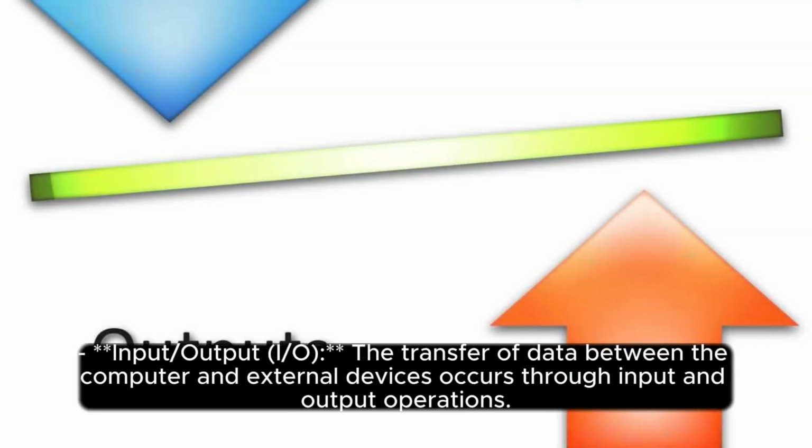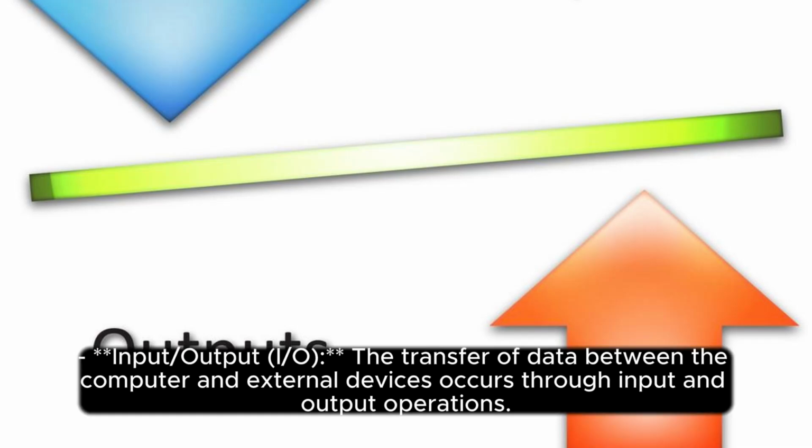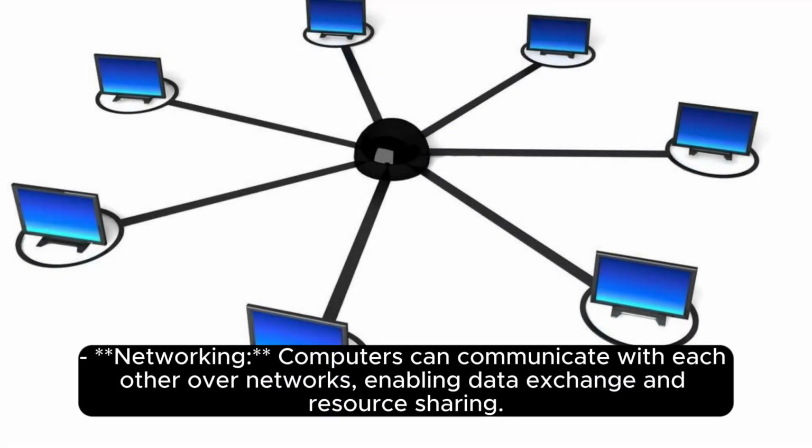4. Communication. Input-output, I/O. The transfer of data between the computer and external devices occurs through input and output operations. This includes communication with peripherals like keyboards, printers, and network devices. Networking. Computers can communicate with each other over networks, enabling data exchange and resource sharing.